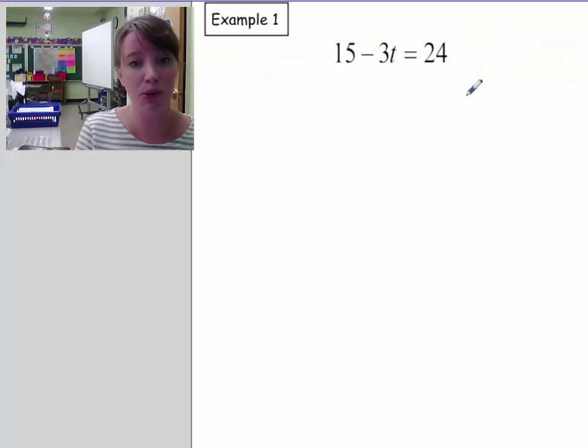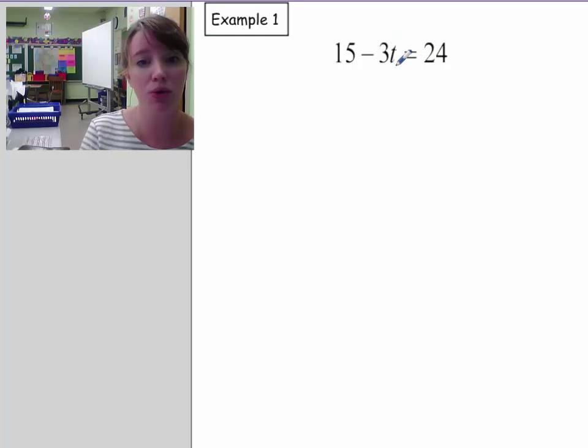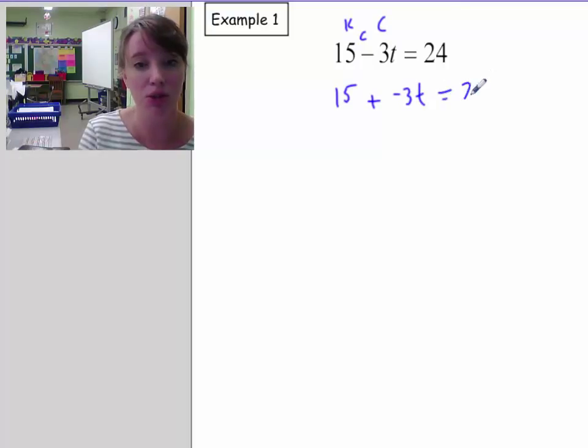So example number 1. We have an equation with one variable and we need to solve it. There's a few different ways you can solve it here. The first thing you want to think about is using keep change change, so that technically it becomes 15 plus negative 3t is equal to 24.